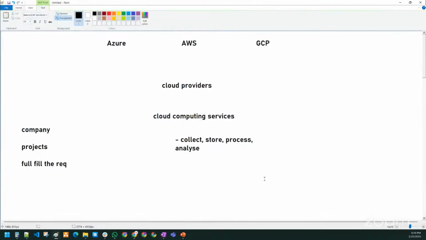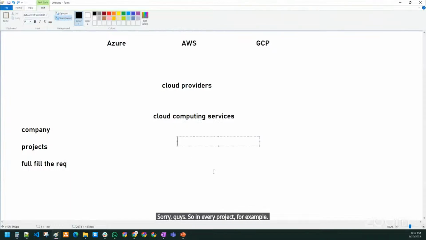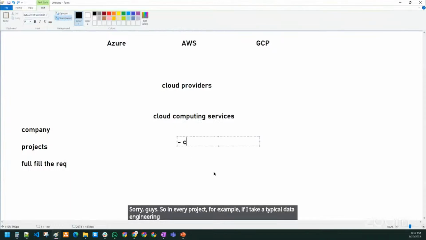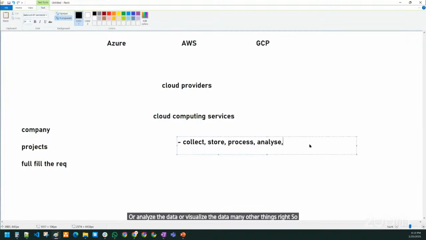Okay, sorry guys. So in every project, for example, if I take a typical data engineering project, you may have to collect the data, store the data, process the data, or analyze the data, or visualize the data, many other things, right? So many things you want to do.